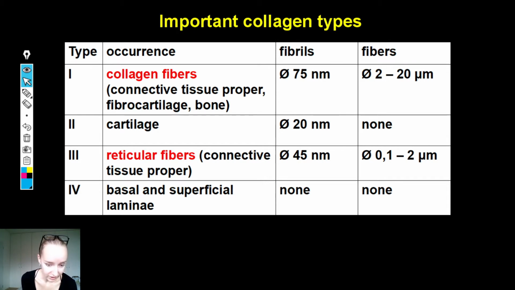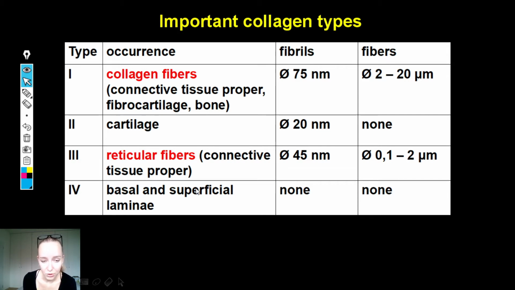They really differ in occurrence and thickness. Yeah, these collagen fibers right here. And then we have collagen type 4, which is located in basal and also superficial laminae. So we already know basal lamina, which is under polarized epithelial cells, under the basal part, under epithelium.